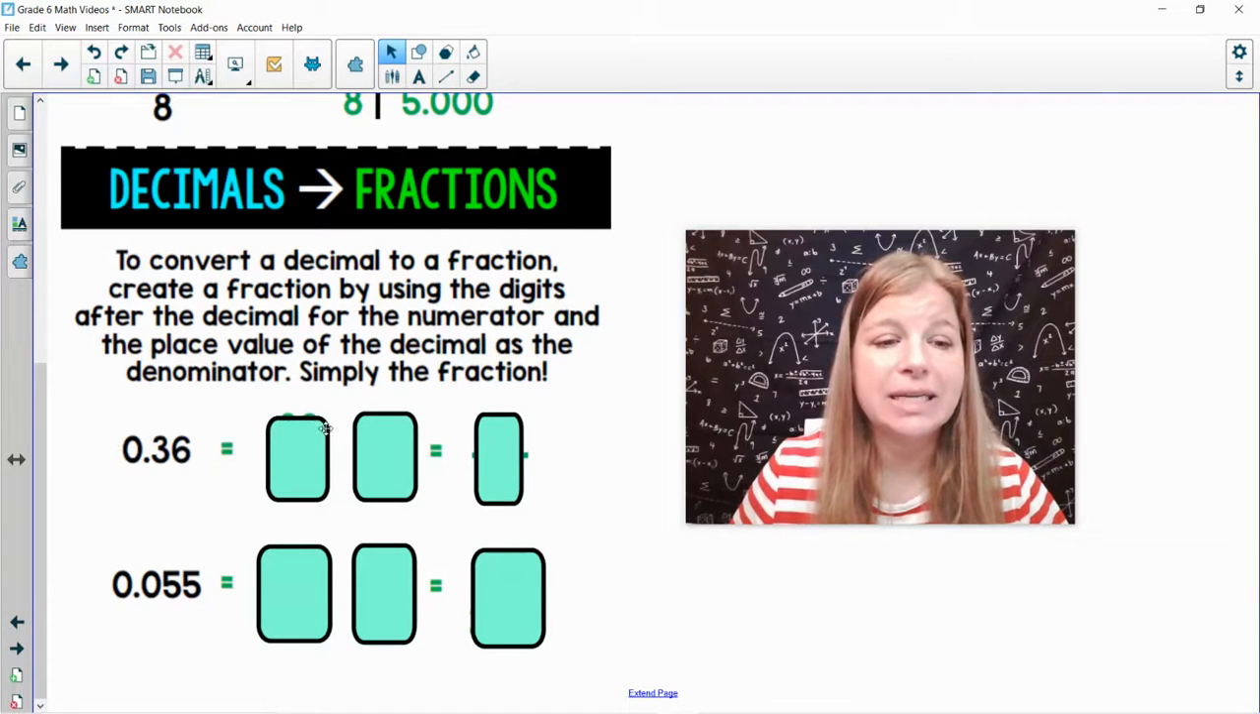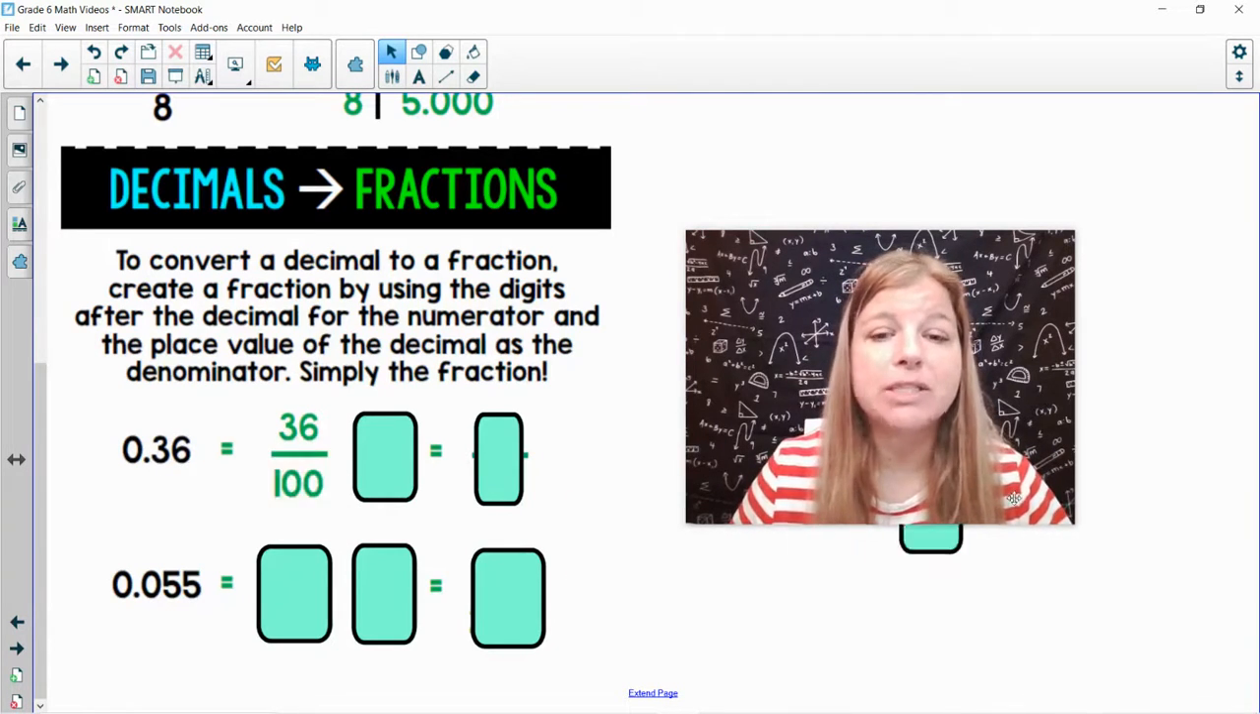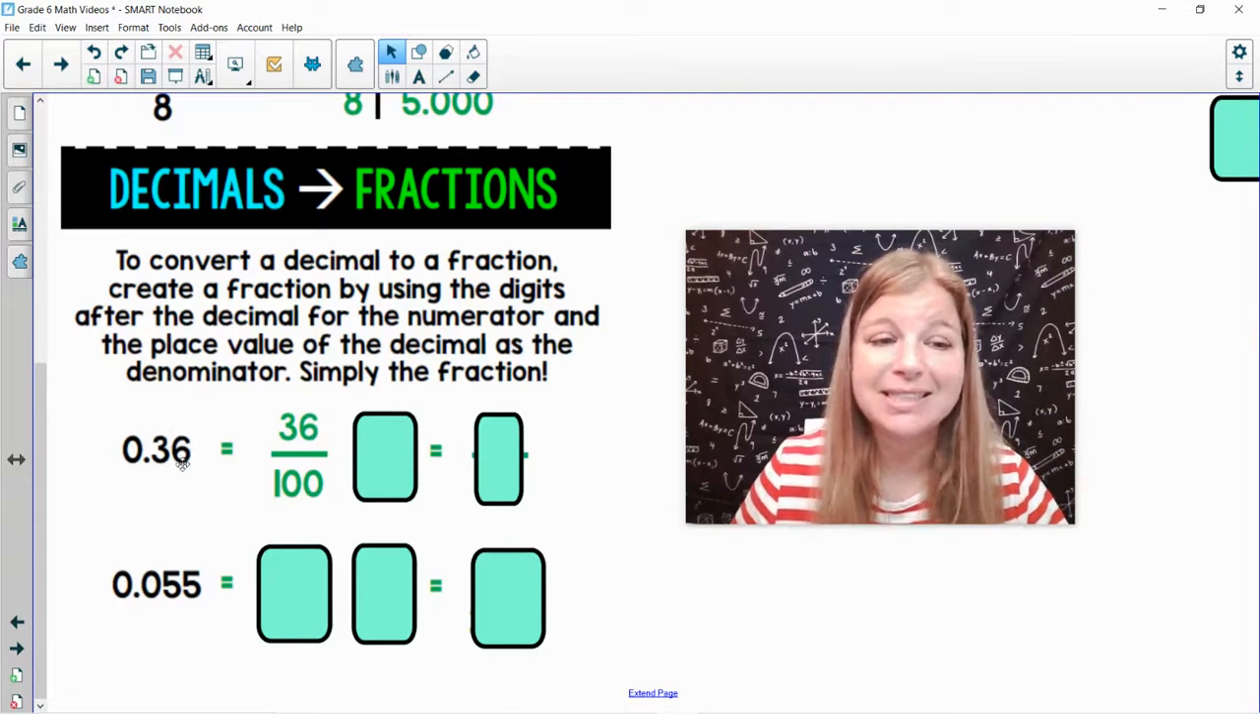So here, 0.36. So 36 is my numerator. Notice I did not put the decimal there. How many places out does 0.36 go to? This is the tenths, hundredths. So because it goes out 2 places to the hundredths, it's going to be 36 over 100. Think about it. This is like 36 cents, and this literally looks like 36 cents.